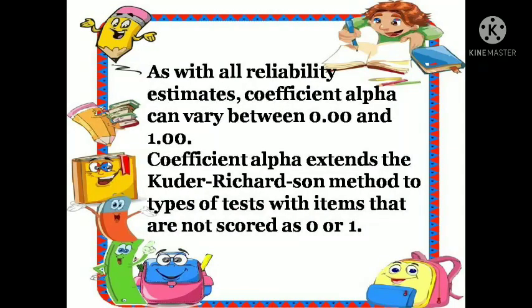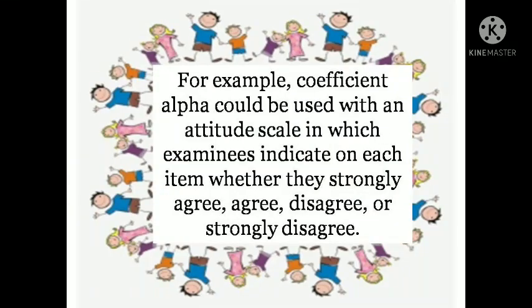As with all reliability estimates, coefficient alpha can vary between 0 and 1. Coefficient alpha extended the Kuder-Richardson method to types of tests with items that are not scored as 0 or 1. For example, coefficient alpha could be used with an attitude scale in which examinees indicate on each item whether they strongly agree, disagree, or strongly disagree.